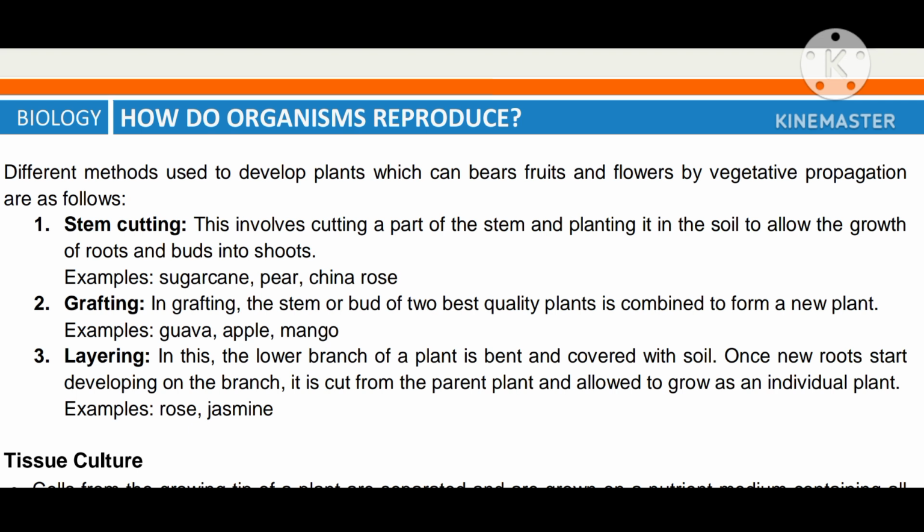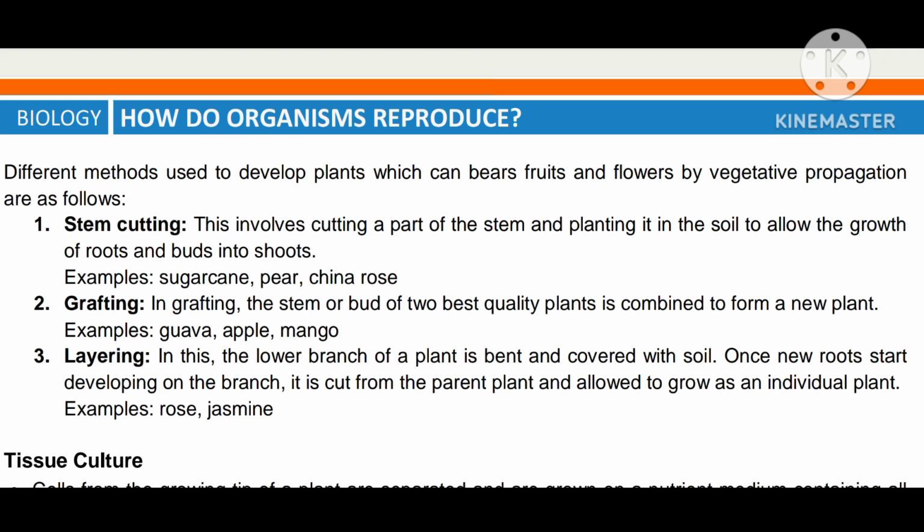Next, layering. In this method, the lower branch of the plant is bent and covered with soil. Once a new root starts developing on the branch, it is cut from the parent plant and allowed to grow as an individual plant. Here, any part of the plant that is bent has to be covered with soil completely. When we cover it with soil, the root starts developing on the branch where we covered it with soil. The new root takes place.